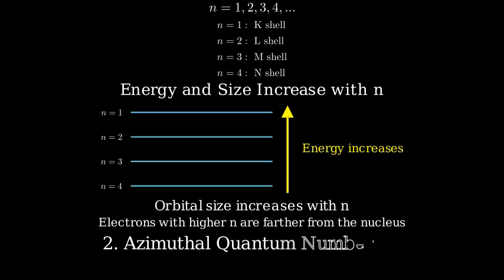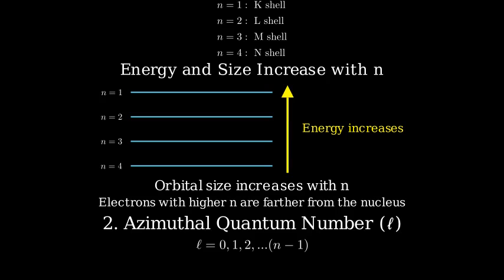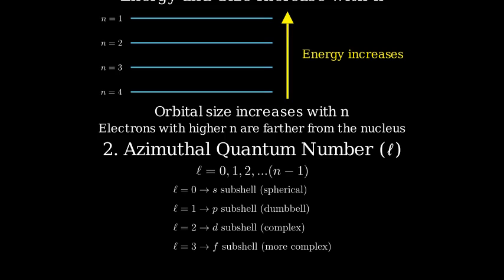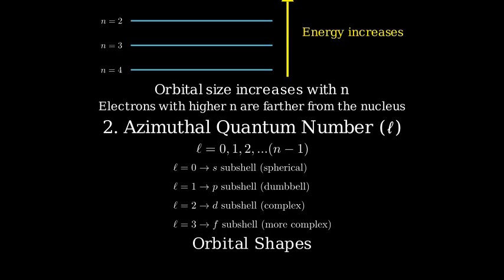Next is the azimuthal quantum number, l, which determines the shape of the orbital. It can take integer values from 0 up to n-1. Each value of l corresponds to a particular subshell, which we label with letters s, p, d, and f. Let's visualize these orbital shapes.